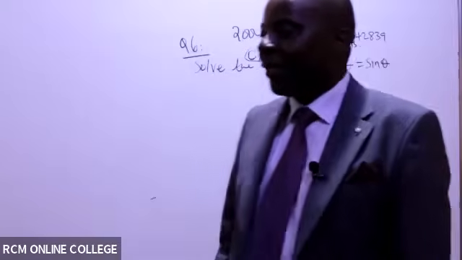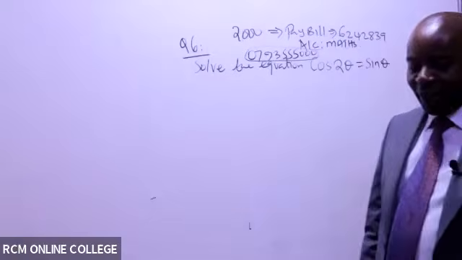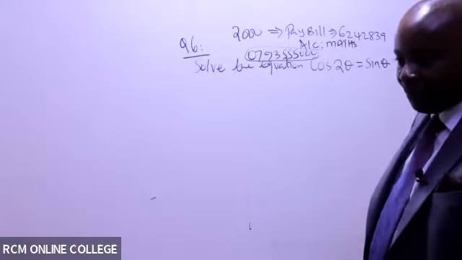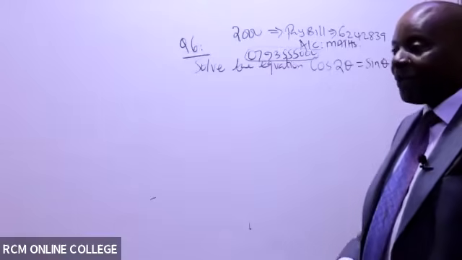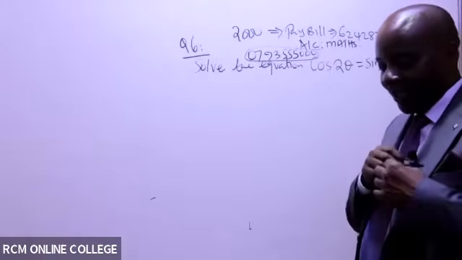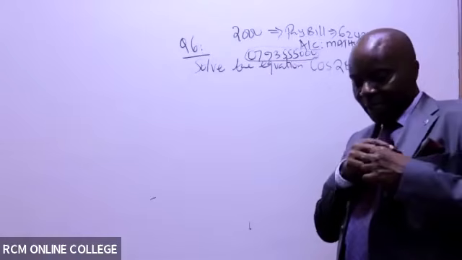All right. So cosine 2 theta equals sine theta. Answer is 30. Already people have these answers. I'll still give you 2 more minutes.